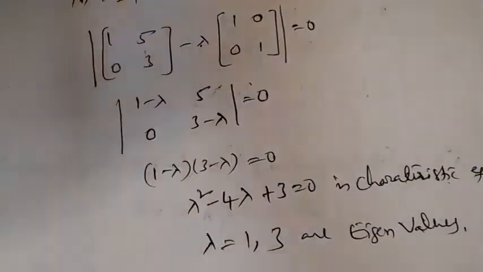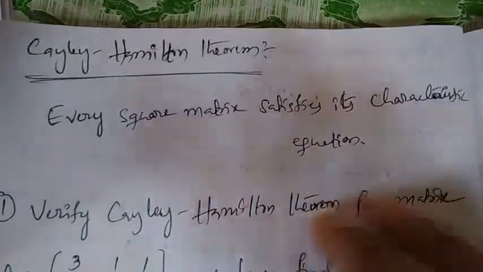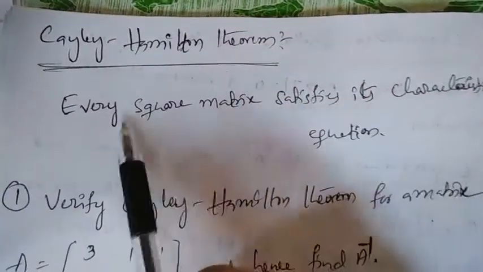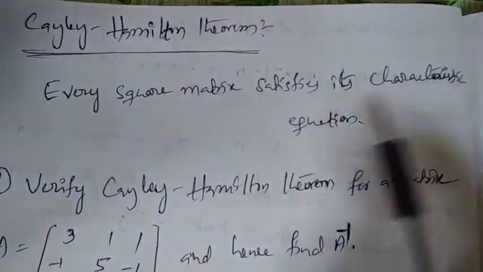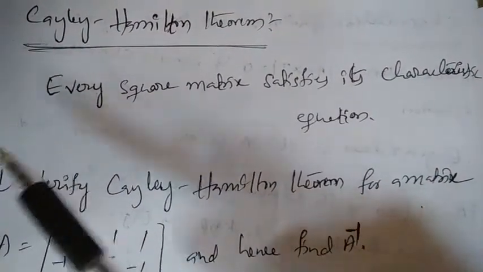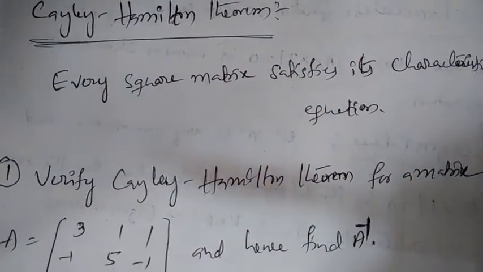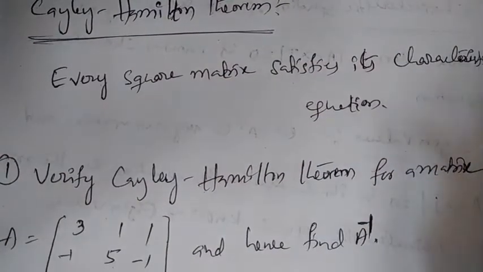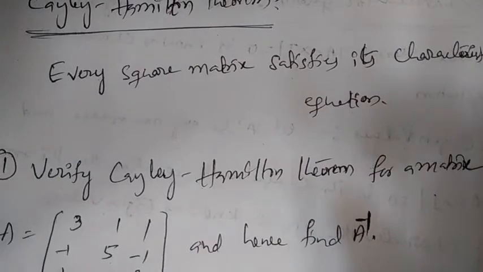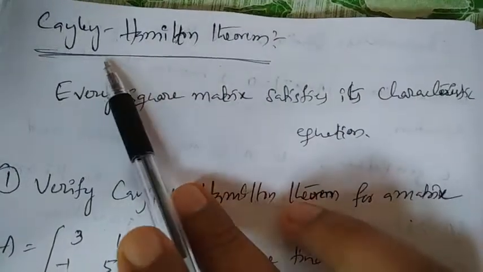Next, let us proceed to the problems on the Cayley-Hamilton theorem. To see the problems, first see the theorem statement. Cayley-Hamilton theorem: every square matrix satisfies its characteristic equation. In our example, the corresponding characteristic equation is lambda square minus 4 lambda plus 3 equals 0, and that characteristic equation is satisfied by the given matrix. That is the theorem statement.